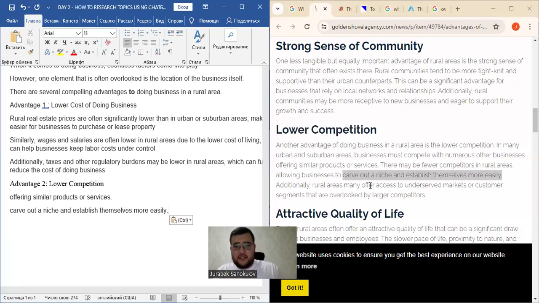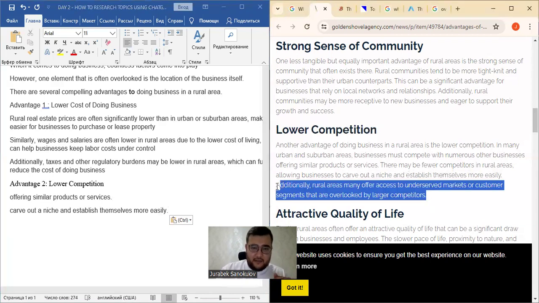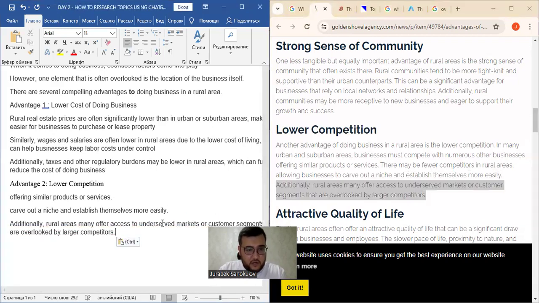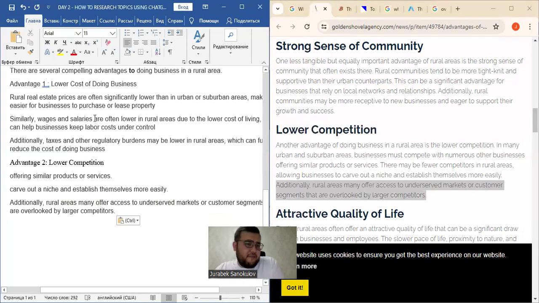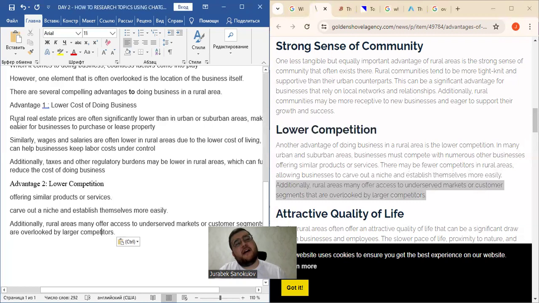Additionally, rural areas may offer access to underserved markets and customer segments that are overlooked by larger competitors. And so basically, the same thing. I will copy and paste it here as well. So now I have ideas. I have nice vocabulary, right? So I guess that's enough for the advantages, right? Now let's look at the disadvantages.